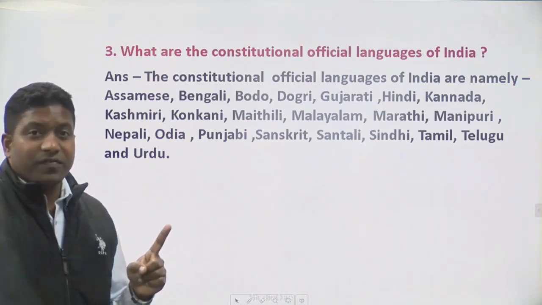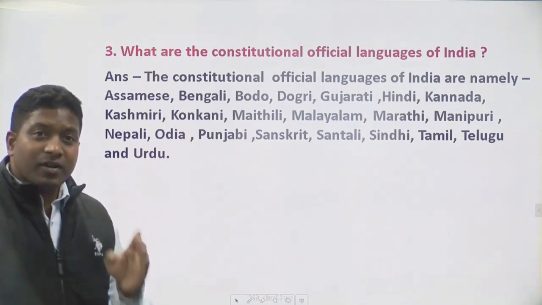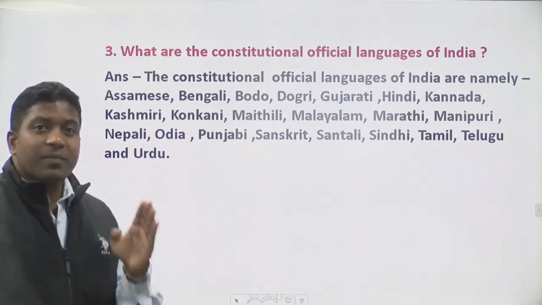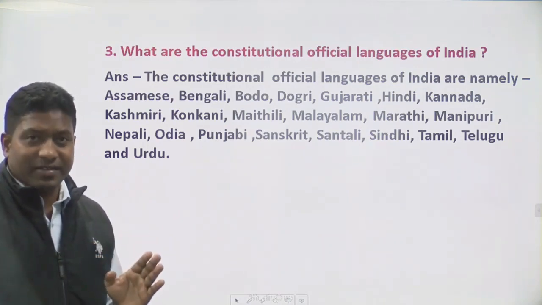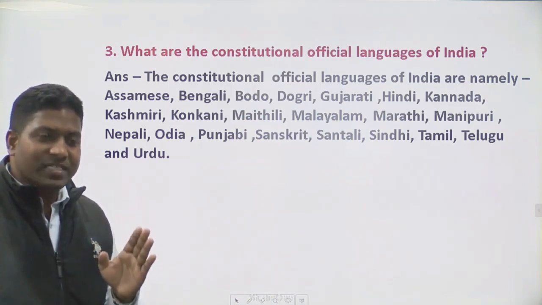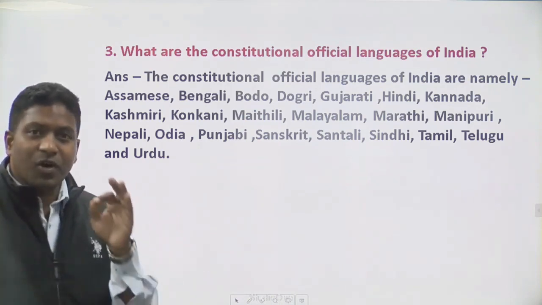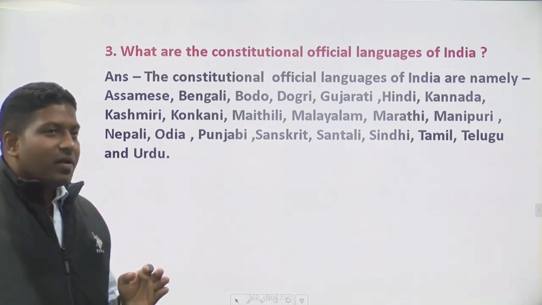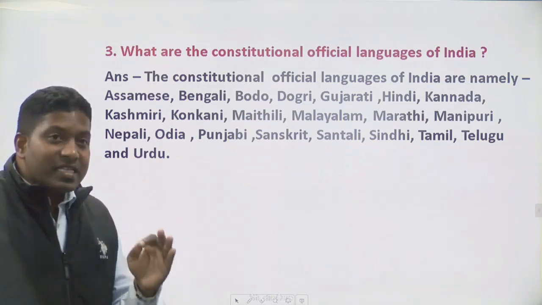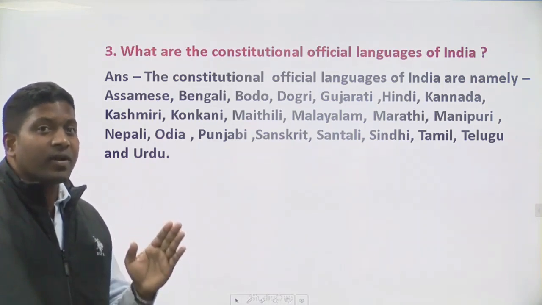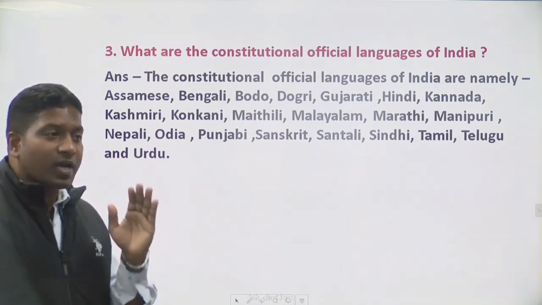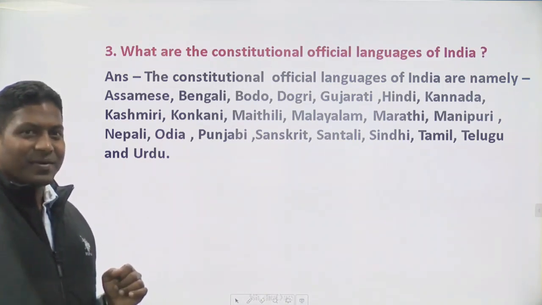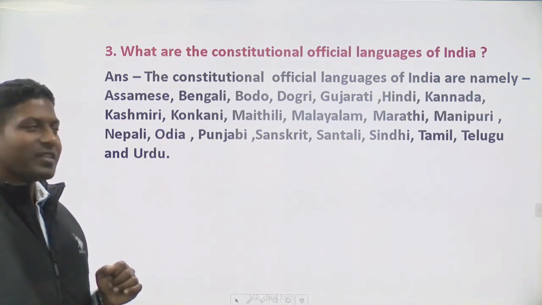Make a list of vernacular languages spoken by some tribal groups in Odisha. Listen to me once again. This is for your homework. You do your homework at home. Make a list of vernacular languages spoken by some tribal groups in Odisha. Okay. Thank you.